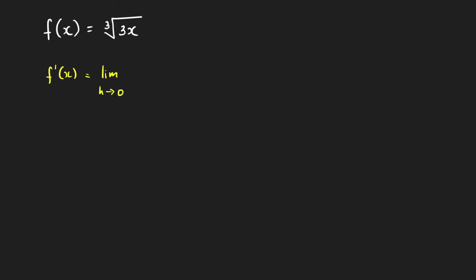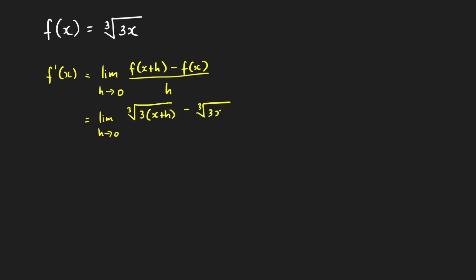So the derivative of a function f of x is given by this limit here, limit as h approaches 0 of the difference quotient f of x plus h minus f of x all over h. And using the definition of the given function, we'll get limit as h approaches 0 of the cube root of 3 times the input, but our input here is x plus h. So 3 times the quantity x plus h, and then minus f of x, so that is just a cube root of 3x, and then all over h.